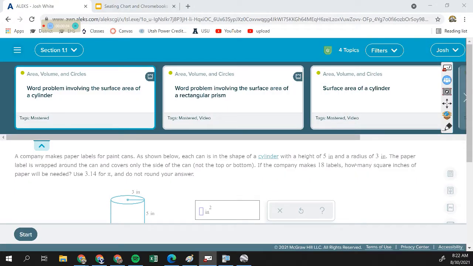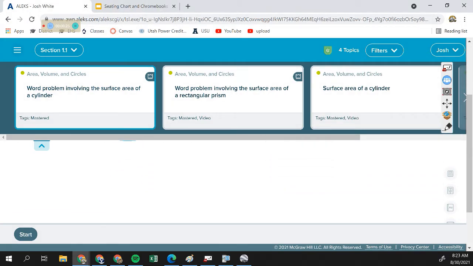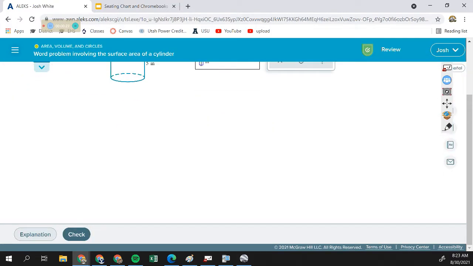Today we're working on section 1.1. So I have picked the objectives in this class and I picked them in order and separated them into chapters. So this first one says word problem involving the surface area of a cylinder. So, remind me what area is.